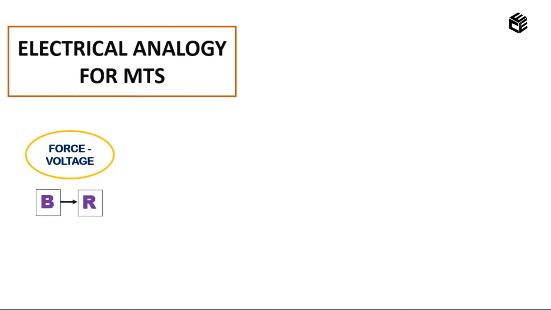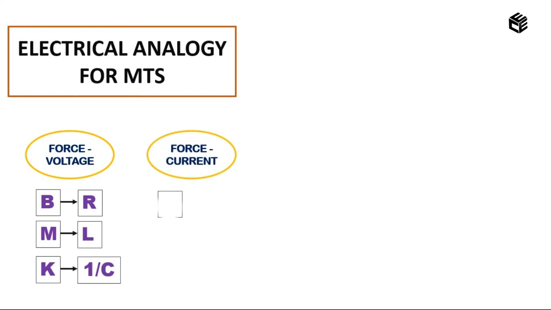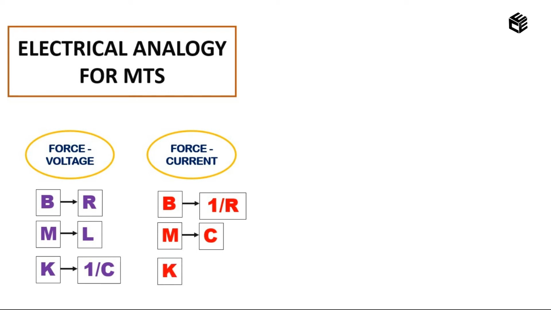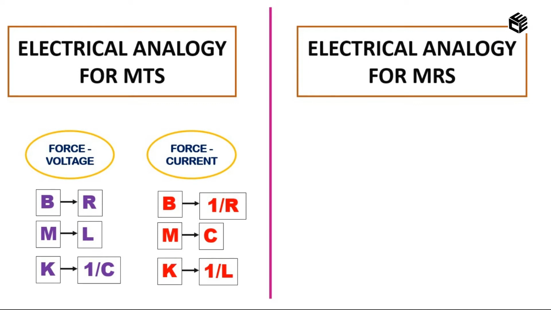Next, let's see the electrical analogy for mechanical translational system. Here we have two analyses, force-voltage and force-current. For force-voltage, B is replaced by resistor R, M is replaced by inductor L, and K is replaced by capacitor. For force-current, B is replaced by 1 by R, M is replaced by capacitor, and K is replaced by inductor.